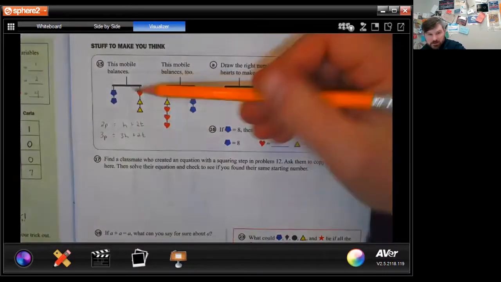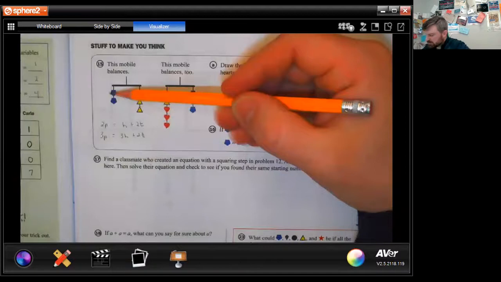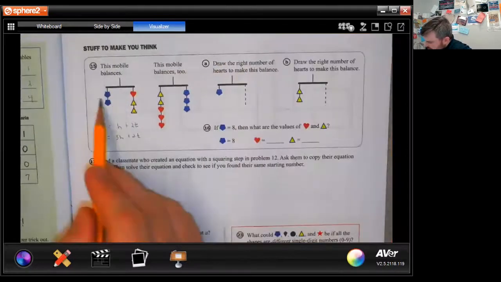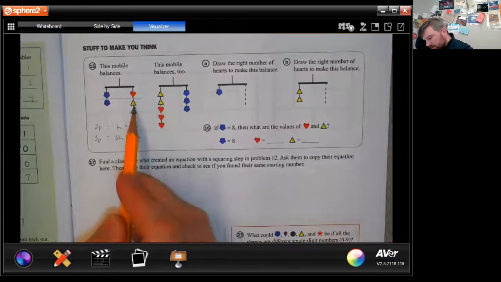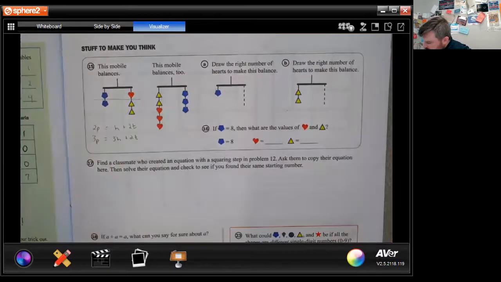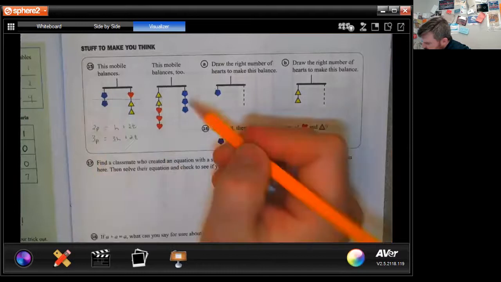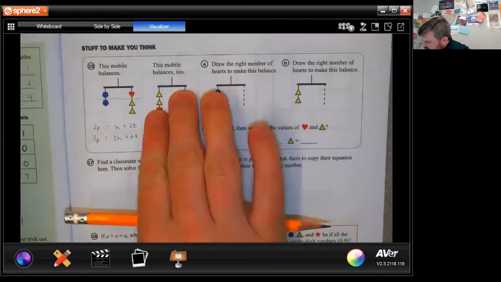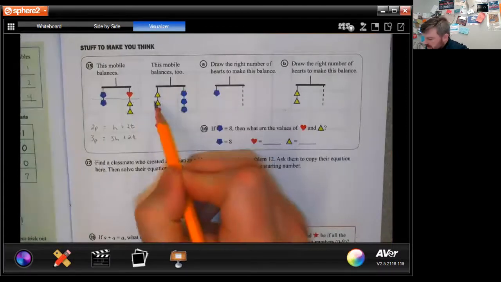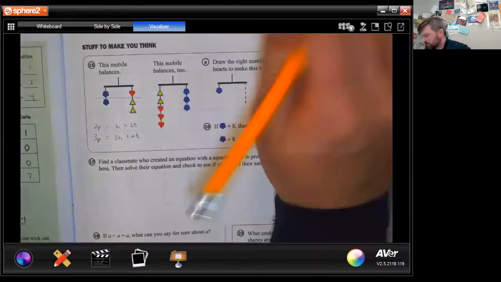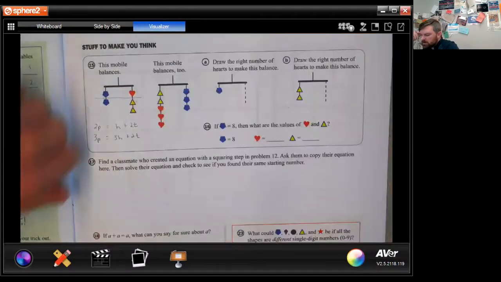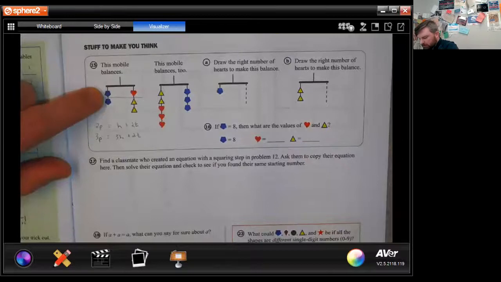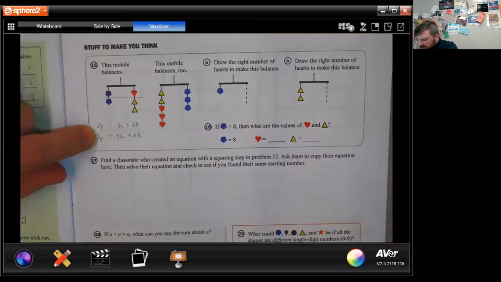I have 2 hearts over here, and it would be nice to say that 1 pentagon is 2 triangles, and that 1 pentagon is 1 heart. But if 1 pentagon was 1 heart, all of these would cross out, and these would be nothing. And I know that they're not nothing. So we know that it's not 1-to-1, and this really didn't help us out very much.